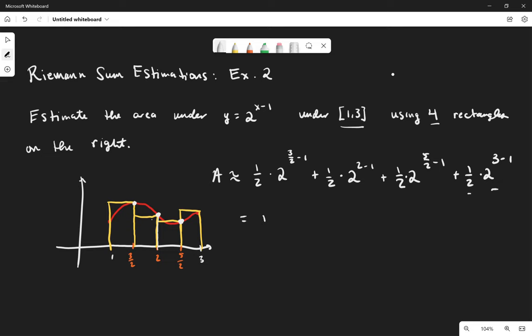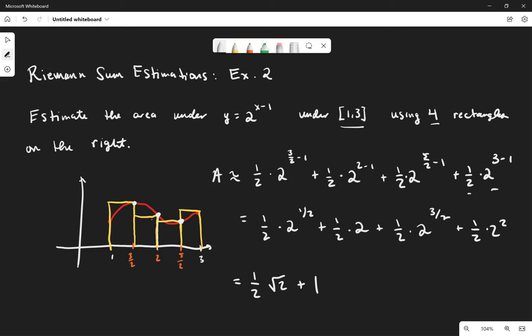Now let's simplify. 1/2, I'm just going to do these exponents. 2 to the 1/2. And then I have 2 to the 1. That's just 2. A half times 2 to the 3 halves. And then a half times 2 squared. Now, what's 1/2 power? That's just square root, so I'll turn those into roots. 1/2 times 2 is 1.